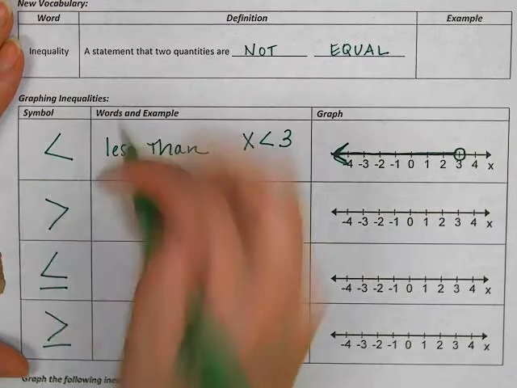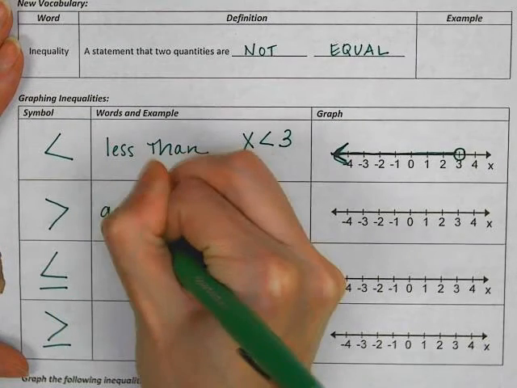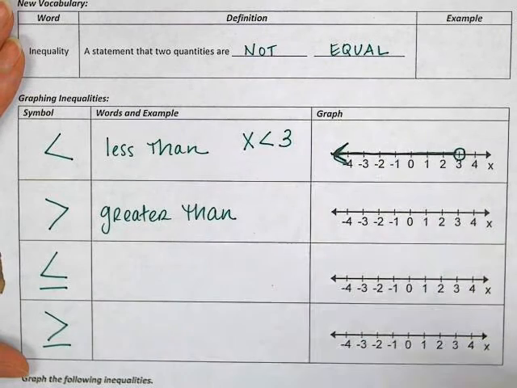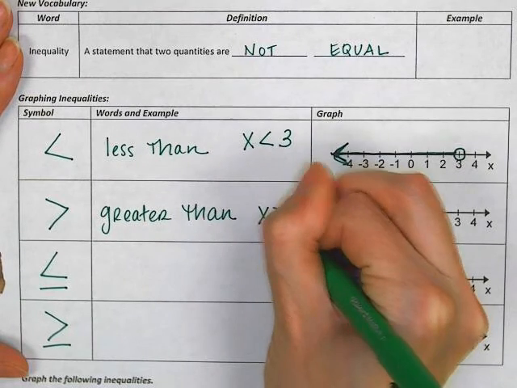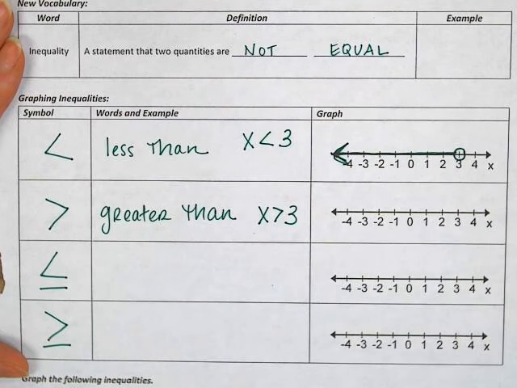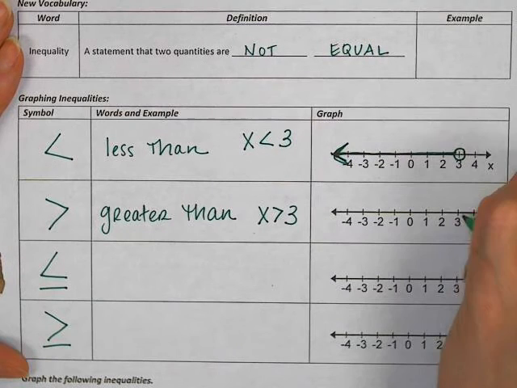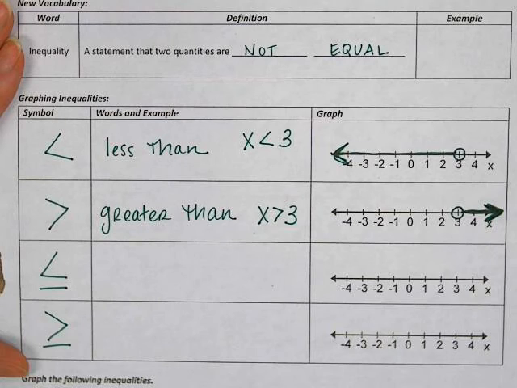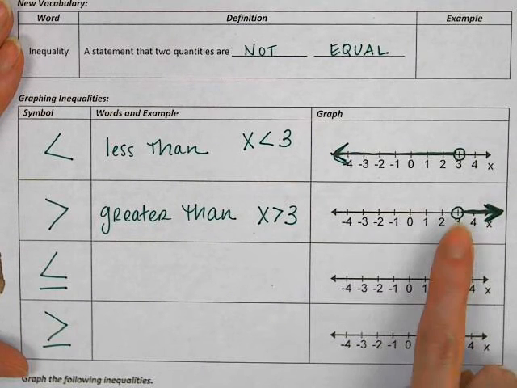Now this one says greater than. And let's say the problem said x is greater than 3. That would also be an open circle, but the arrow would go right because on the number line, greater means bigger and to the right. Still an open circle because we don't want it to equal 3. We just want ones bigger.